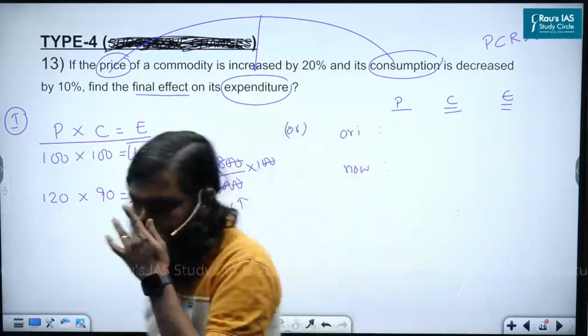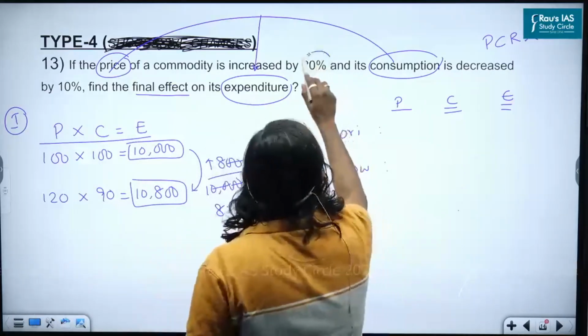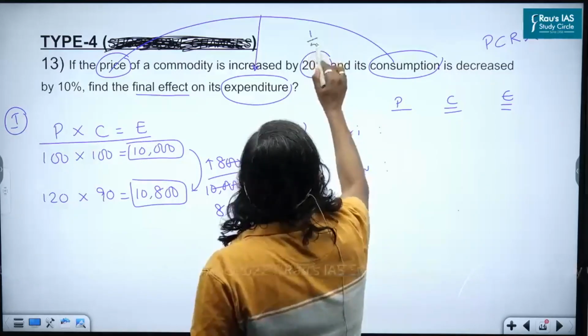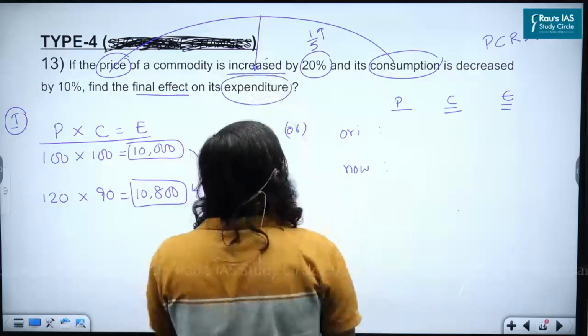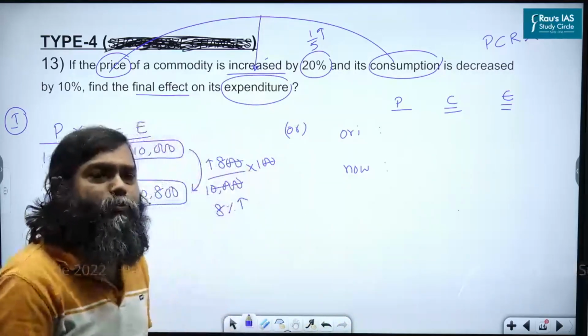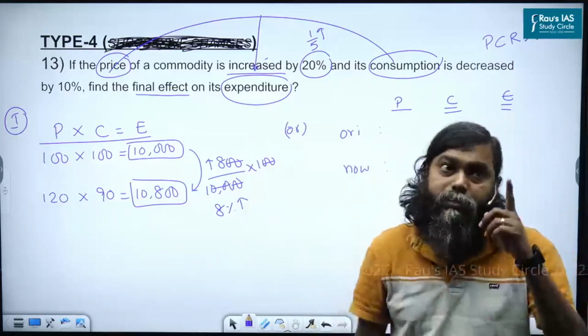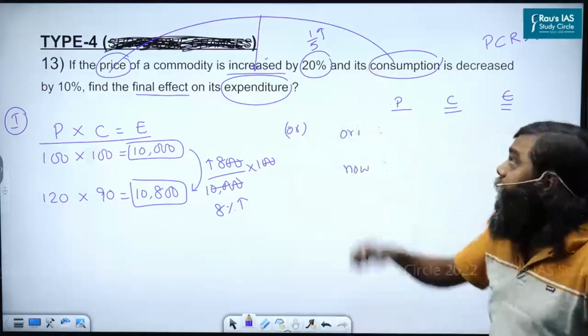Ready? Attention everybody. 20% means what fraction? 1/5. The statement says increasing. What is the meaning of a price increased by 1/5? What is the meaning of numerator and denominator? Yesterday I taught like that. What is the meaning of numerator and denominator in 1/5?